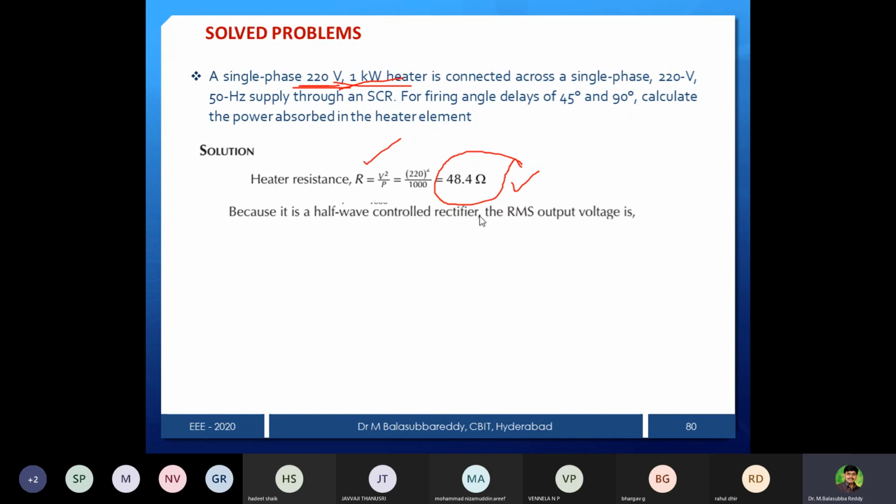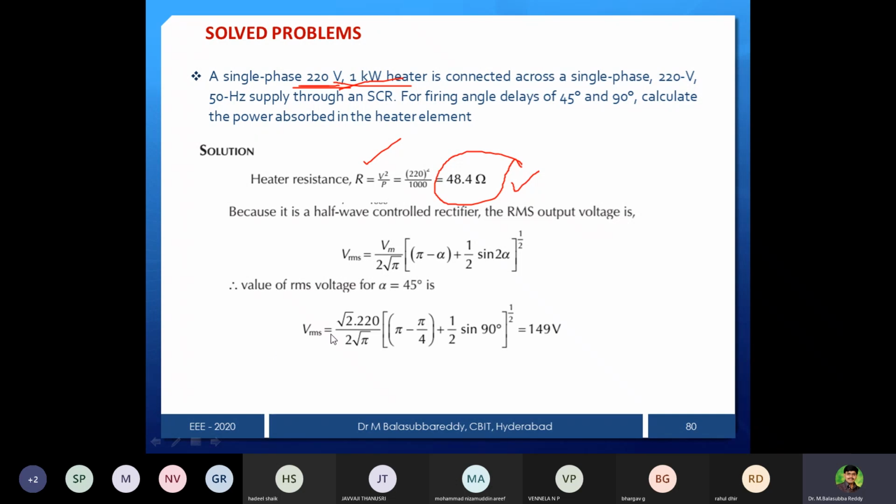Now because it is a half wave controlled rectifier, the RMS output voltage is given by the usual formula. I can write it as (pi minus alpha by 4 pi plus sine 2 alpha by 8 pi) whole power 1 by 2, or you can use the formula as such, at alpha equal to 45 degrees. You will get it as VRMS.